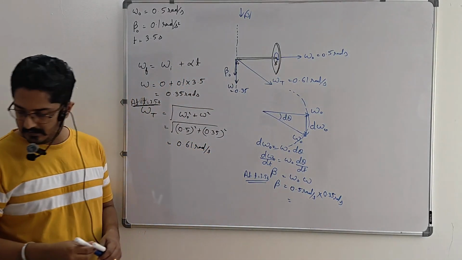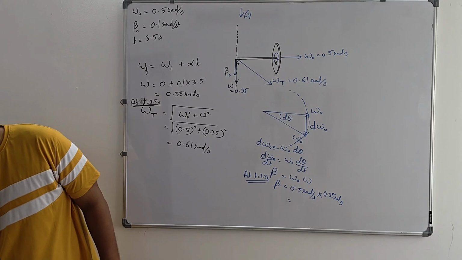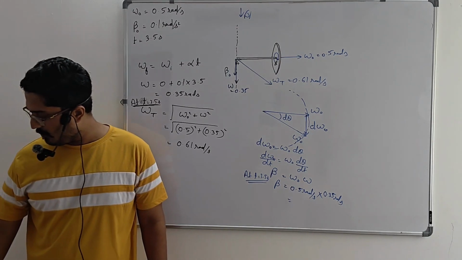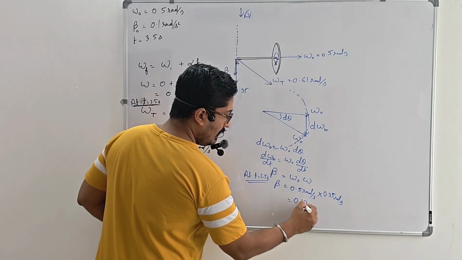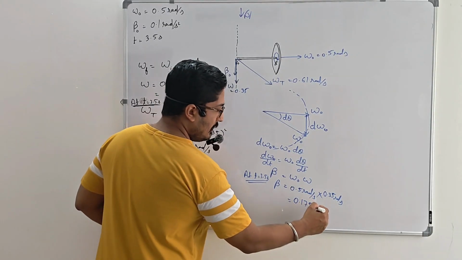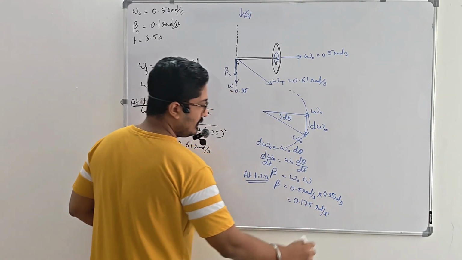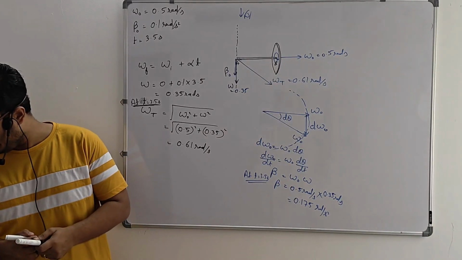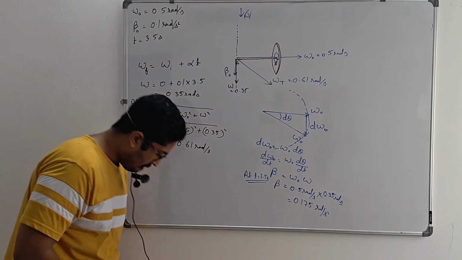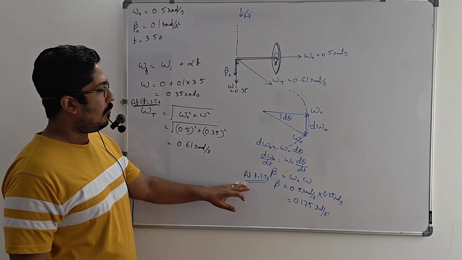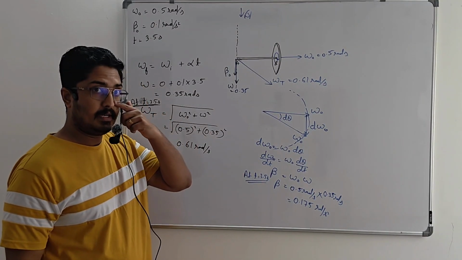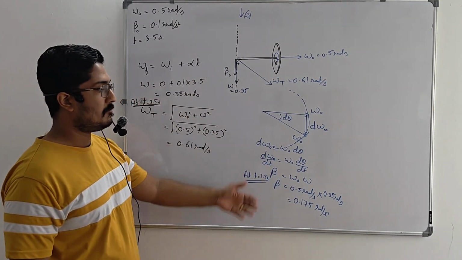So this finally gives me what value here? I'm getting it as 0.175, 0.175 radians per second square. Like this I'm getting finally. Now, once I get this value of beta, let us find out the direction of beta.